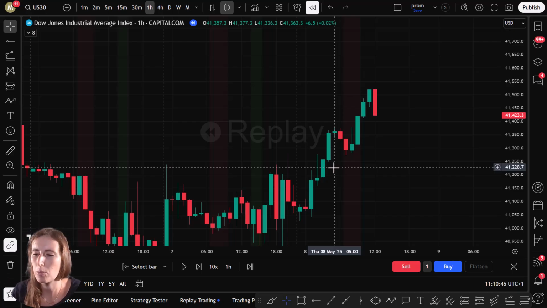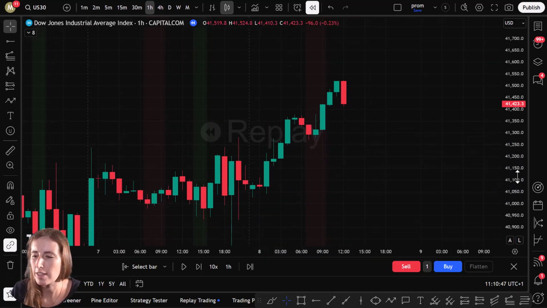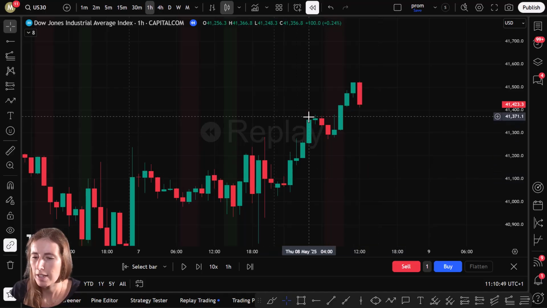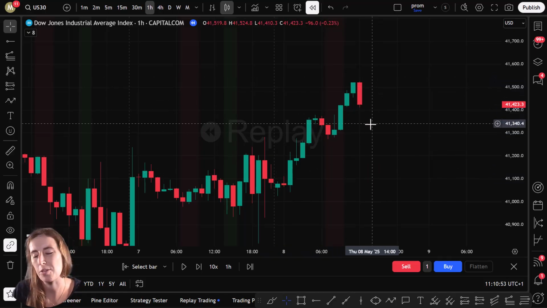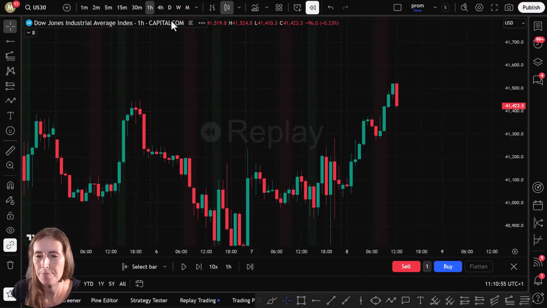So here, looking at the 1 hourly, we can see intraday that we have been in this uptrend, making higher highs and higher lows, but the 12 o'clock candlestick is bearish, so it looks like it may need to pull back.